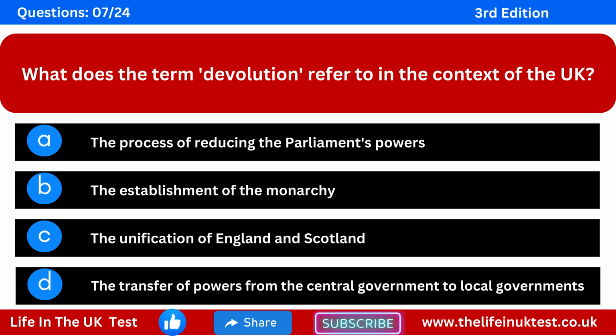What does the term devolution refer to in the context of the UK? Option A, the process of reducing the parliament's powers. Option B, the establishment of the monarchy. Option C, the unification of England and Scotland. Option D, the transfer of powers from the central government to local governments.